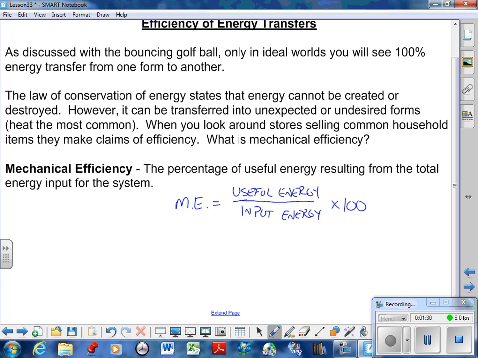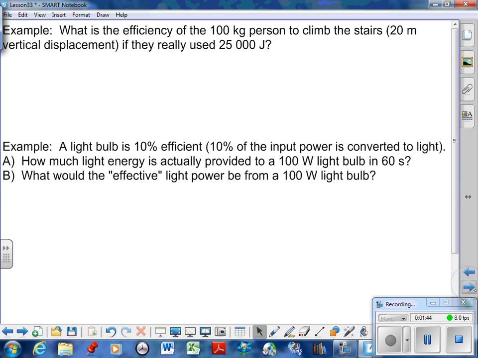Okay, so think about that one: what we want and what we gave. All right. So a couple of examples with that. What is the efficiency of the 100 kilogram person to climb the stairs if they really used 25,000 joules?